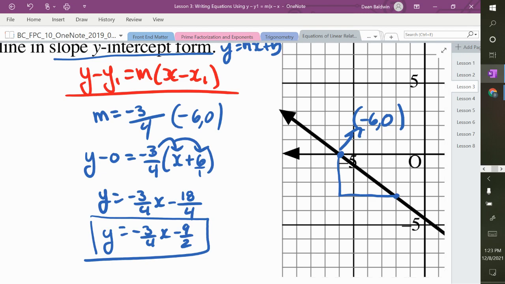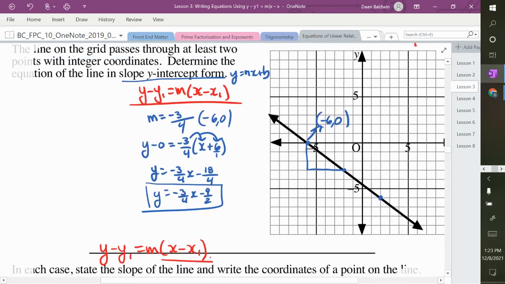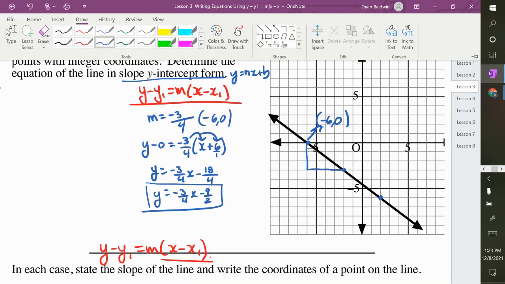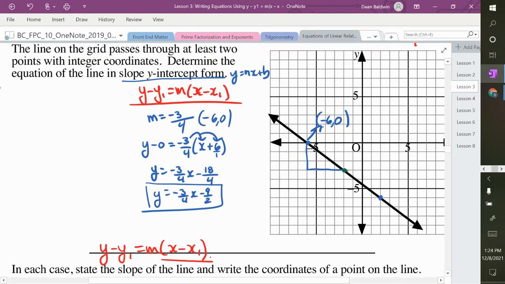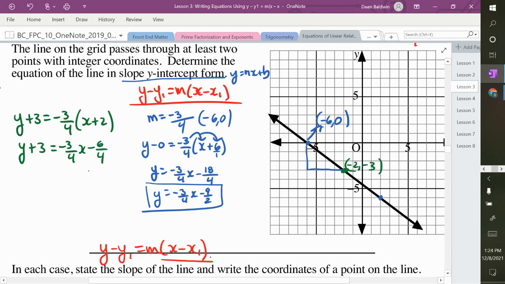Just to show you that you can do it by using another point. You don't have to write this down, but I'll just show you quickly. If I chose this point, let's make sure I get the coordinates right. Negative 2, negative 3, is that correct? Okay. I can do the same thing. So I'll get y plus 3, negative 3 quarters, x plus 2. Wow, very excited person. Negative 6 over 4. I move the 3 over.